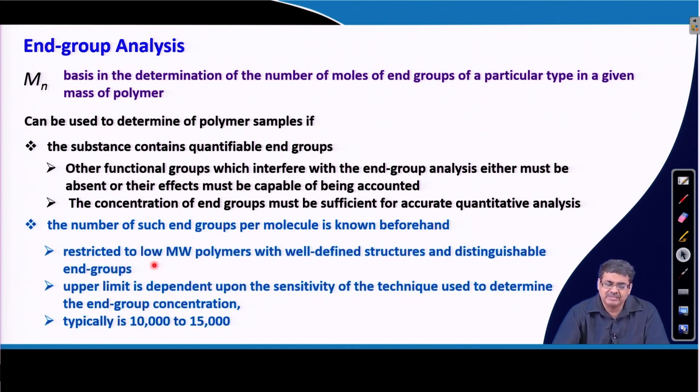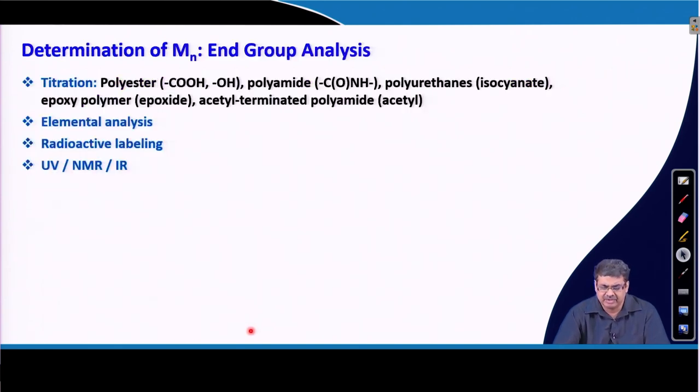And it is also restricted, because as we increase the molecular weight, the number of ends for a given weight of sample comes down, hence the measurement or quantification of these ends also becomes difficult. Hence, this analysis is restricted to low molecular weight polymers with well defined structure and distinguishable end groups. An upper limit is dependent on the sensitivity of the technique which we are using, and typically it is done for 10,000 to 15,000 molecular weight.